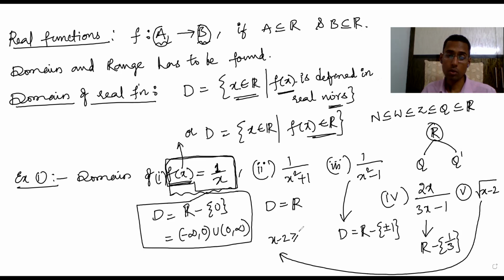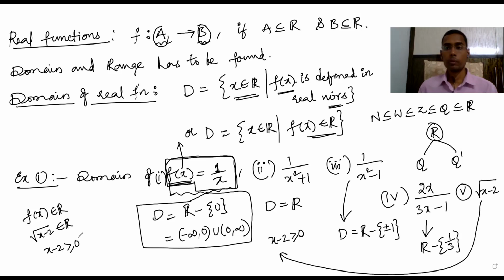This should be greater than or equal to 0. Then only it's real. No? F of x should be real. F of x is real means what? What is f of x here? Root of x minus 2 is real. When x minus 2 is greater than or equal to 0, it is real. So when x is greater than or equal to 2, it's real. That means x belongs to the closed interval 2 to infinity.